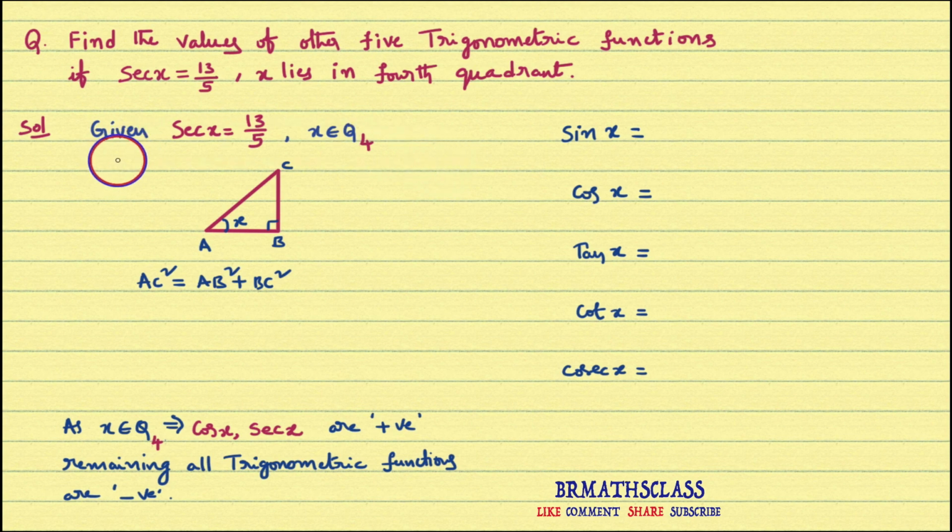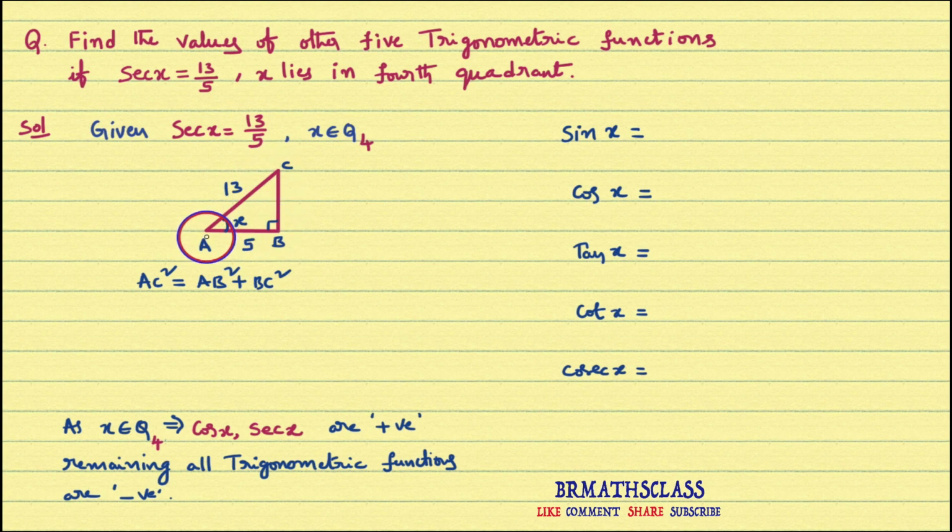First I will write the given information. They have given that secant x equals 13 divided by 5 and they are specifying that x lies in the 4th quadrant. Now first I will consider a right angle triangle like this. From the definition, secant x is defined as hypotenuse divided by adjacent side. The hypotenuse is 13, and the adjacent side is 5.